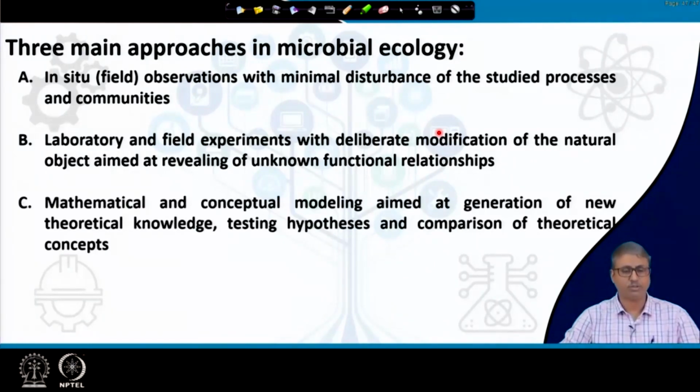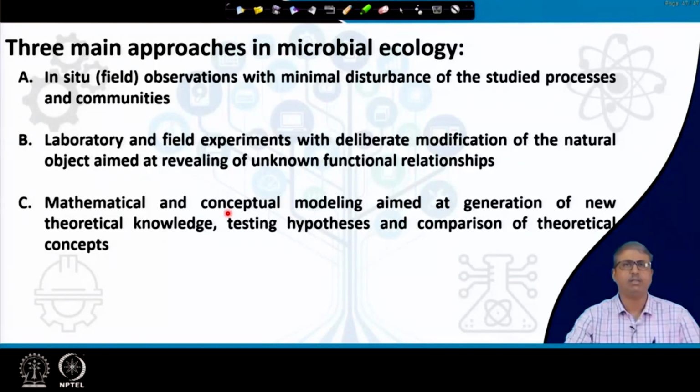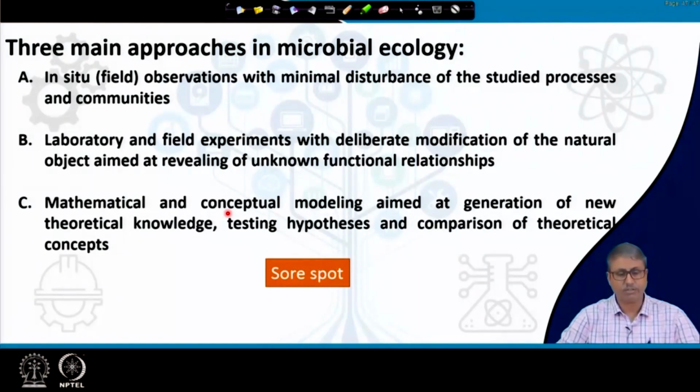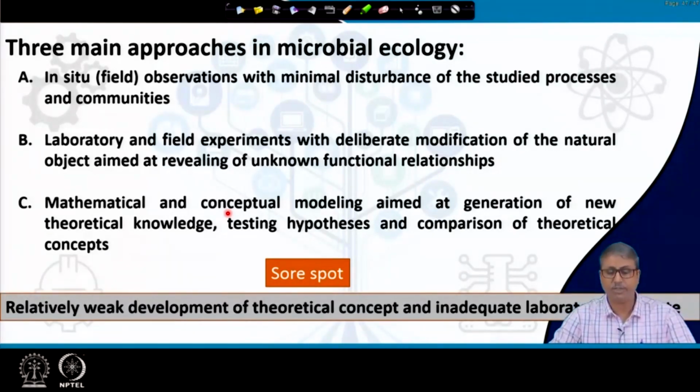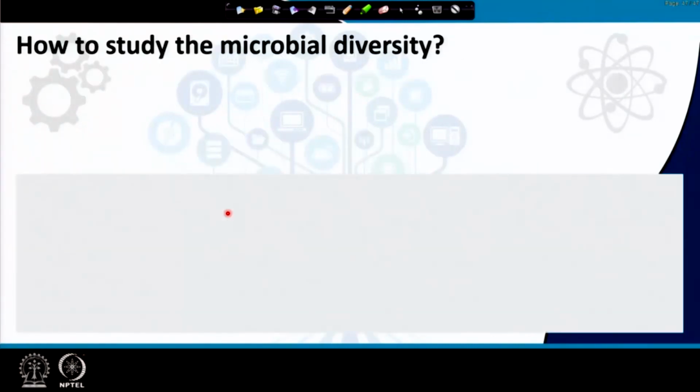The third approach is mathematical and conceptual modeling, aimed at generation of new theoretical knowledge based on the interaction between the species, the functional properties, the enzymes, etc., testing different hypotheses and comparing theoretical concepts. And actually this last aspect, the methods which will help us develop a conceptual model, is considered a weak spot: relatively weak development of theoretical concepts and inadequate laboratory surrogates.